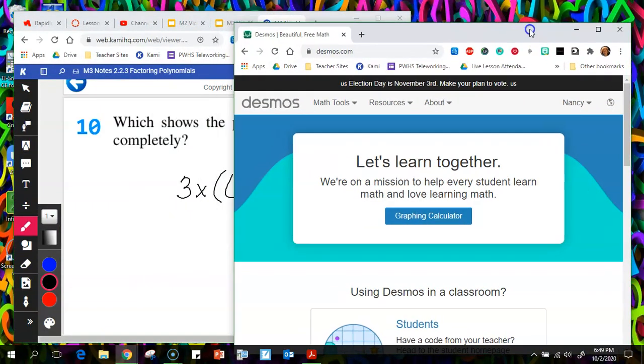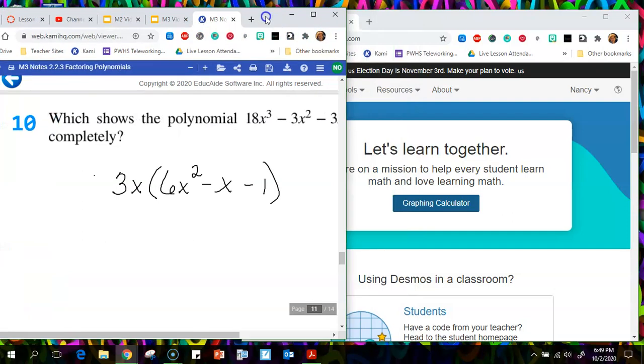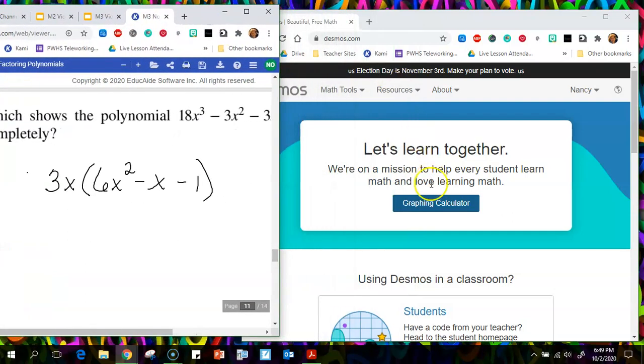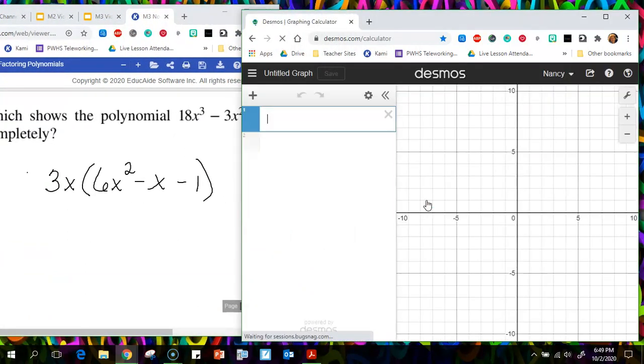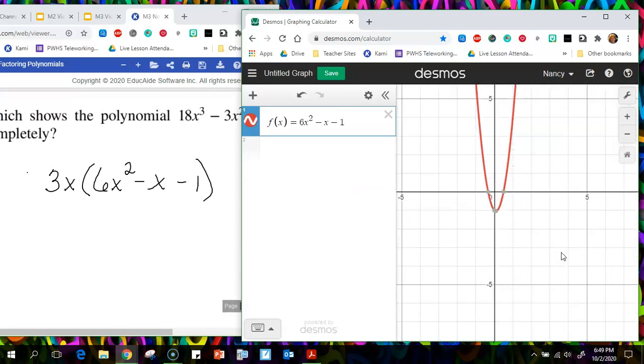So like I said, these are functions, okay? So you can always type in the equation and you can find the factors. Let me show you. Okay, so you don't really have to put in f of x on one like this, but you can. Okay, 6x squared minus x minus 1. Okay, so there's that graph right there.